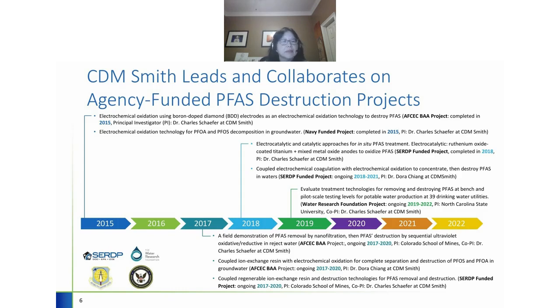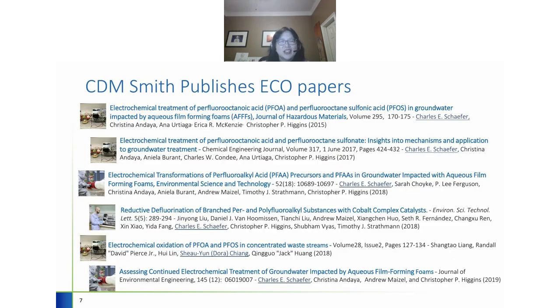Next slide. In addition to those destruction projects, we also have a good list of publications so far. It shows a good track record of peer-reviewed journal articles proving that PFAS destruction is possible. We're trying to understand destruction mechanisms and also to demonstrate the efficiency of PFAS destruction technologies. This is a short list of the publications we currently have just on electrochemical treatment. Next slide, please.